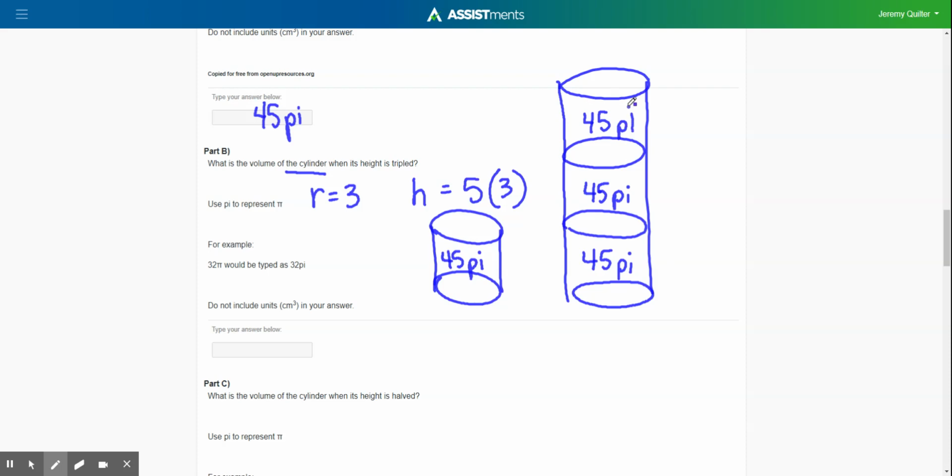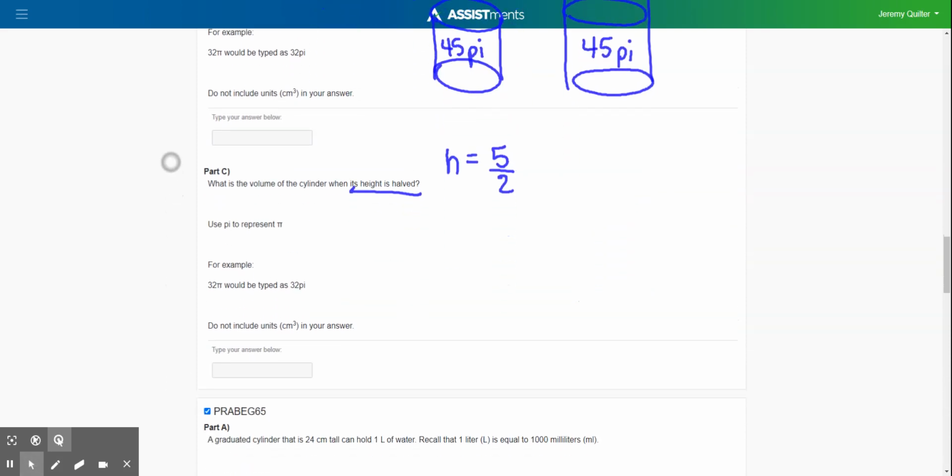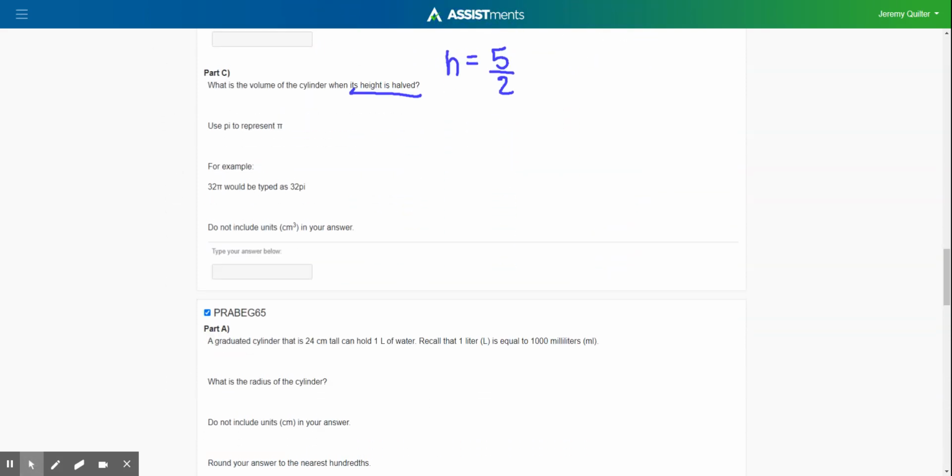And recognize how changing just that one factor, tripling the height, affects the overall total volume. You'll see that again in part C when we talk about the volume of the cylinder when its height is cut in half. So the only thing we'll change is when we substitute the value of the height, we'll take half of 5. And then we'll see the same thing in part D, or excuse me, there is no part D, just kidding. But remember, answer your questions in terms of pi.